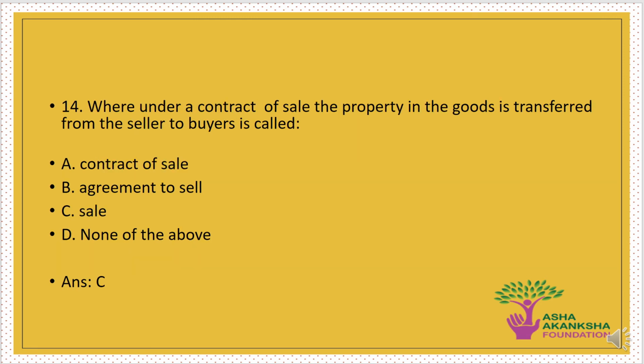Next question is: where in a contract of sale the property in goods is transferred from seller to buyer, it is called A. Contract of sale, B. Agreement to sell, C. Sale, D. None of the above. The correct answer to this question is option C, that is, it is known as sale.